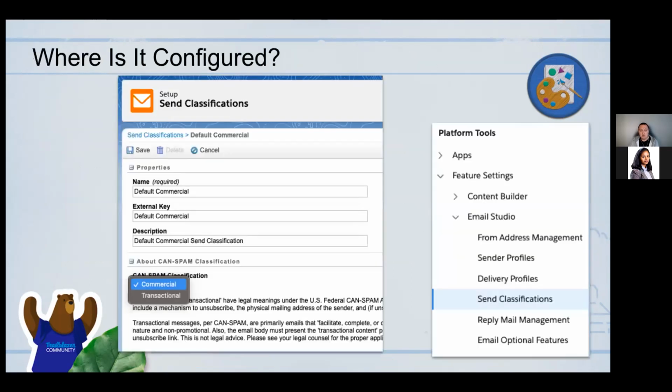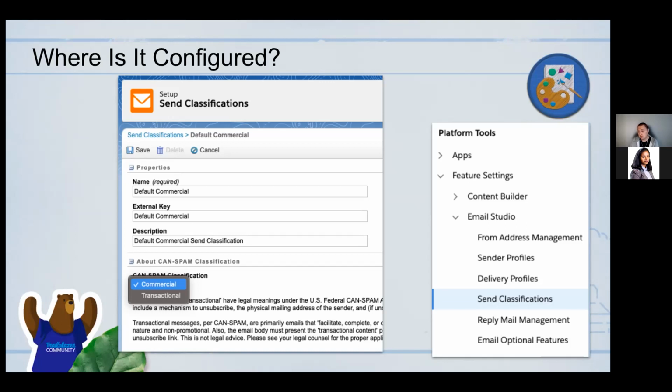Where does the configuration sort of come from? When you go into the platform, you will start seeing that I believe we've covered that in the previous session. I think Natasha was covering the email studio and talking about configuration of the sender profiles, where you use from information and so forth, and validating the domains. But when you do go into that send classification, that's where the CAN-SPAM classification is embedded into the platform. And you have two options to choose from.